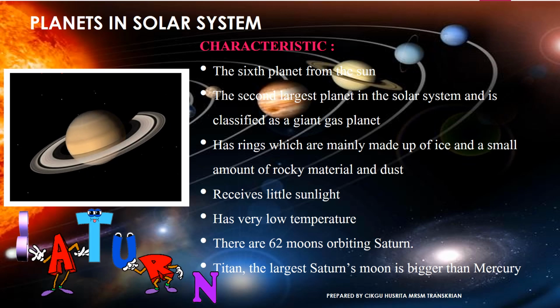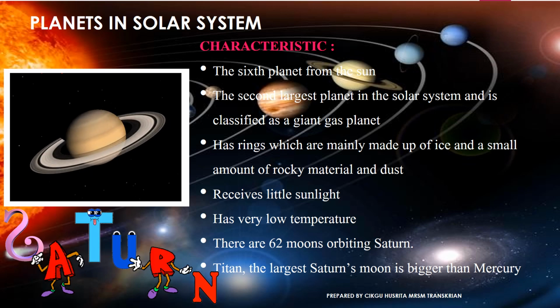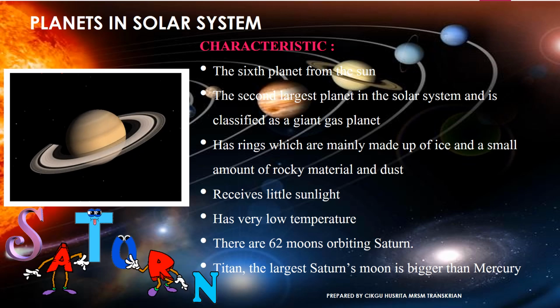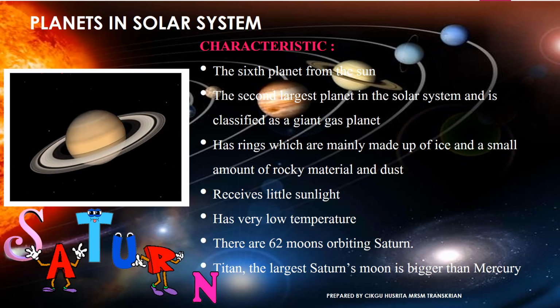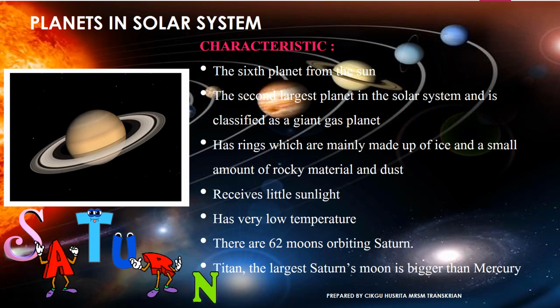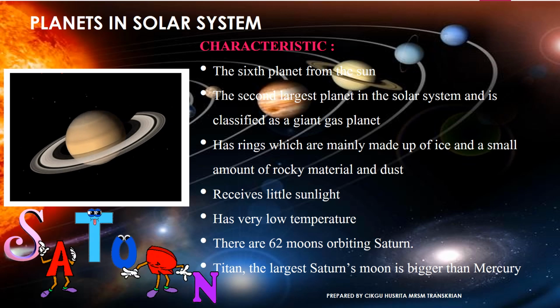There are 62 moons orbiting Saturn. Titan is the largest Saturn moon. It's bigger than Mercury. Actually, this moon has a bigger size than Mercury. We call it Titan.